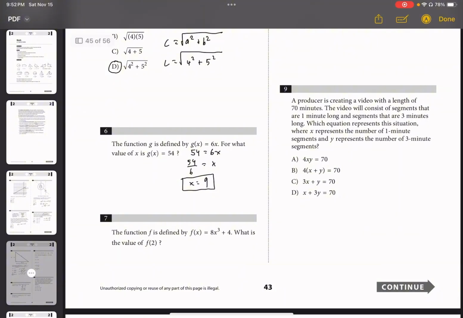Question 7. The function f is defined by f of x is equal to 8x cubed plus 4. What is the value of f of 2? Let's plug in f of 2. It's going to be equal to 8 times 8 plus 4, which is equal to 68, which is your answer.